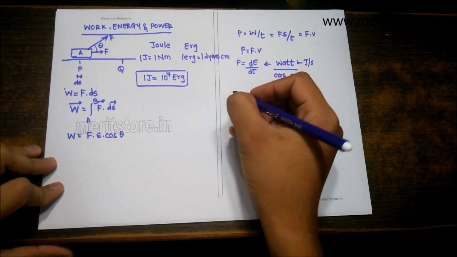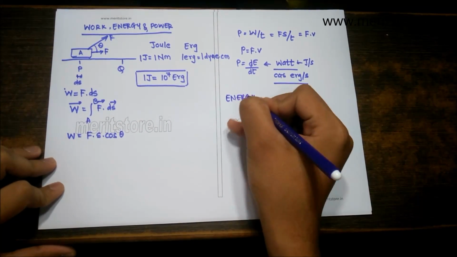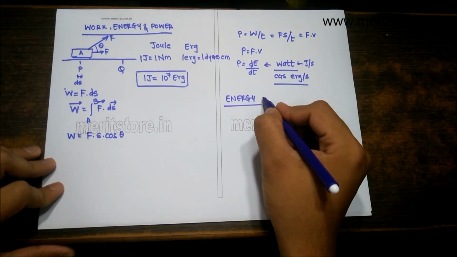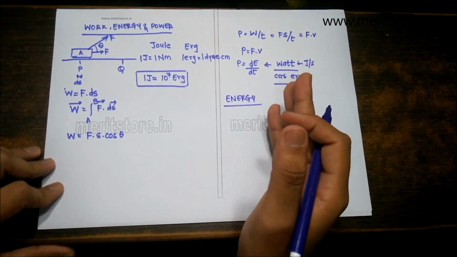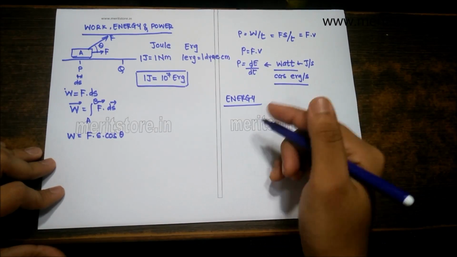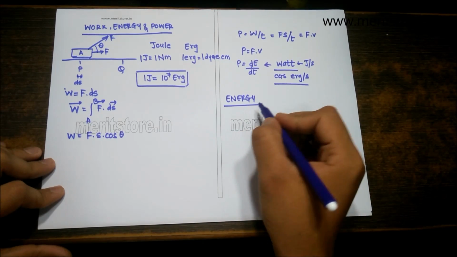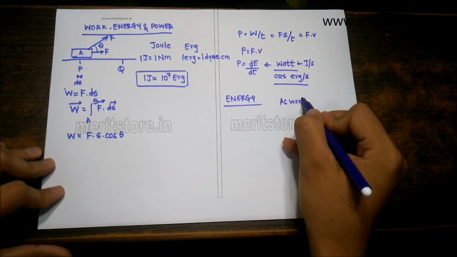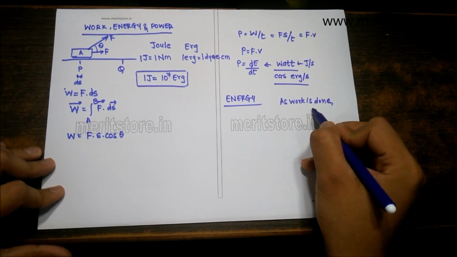Now let's move to the next concept of energy. Energy is basically the ability to do work. So it is analogous to work. So all the relations which are applied to work are applied to energy as well. This happens because when we try to do some work on a body, the kinetic energy of the body increases. So as work is done, kinetic energy increases.